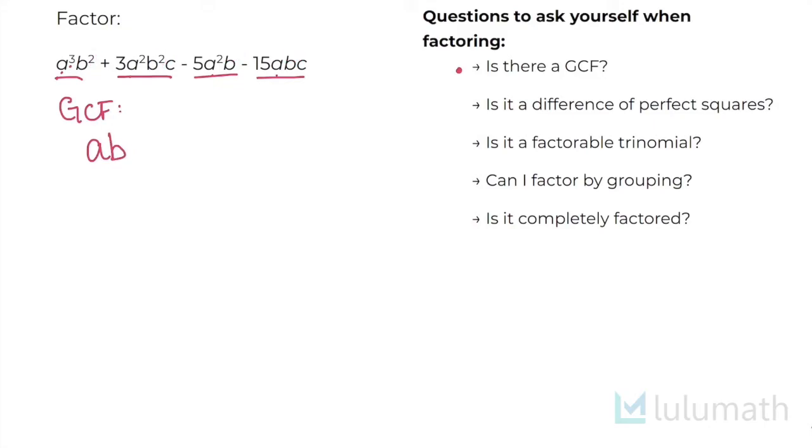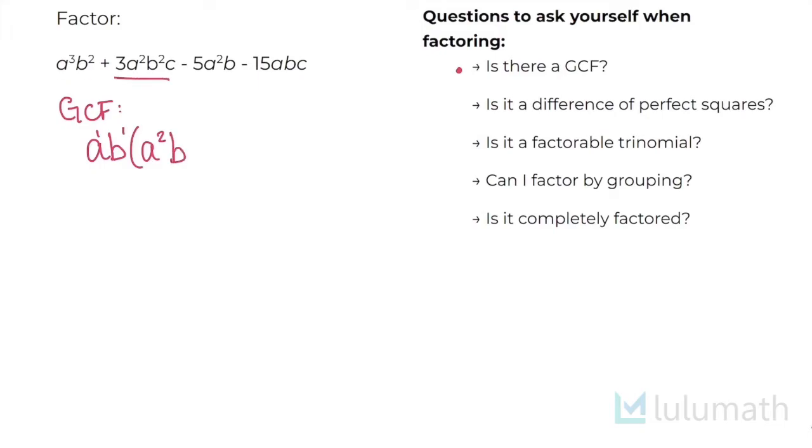Then looking at the c's, there are only c's in my second and my fourth term, but because it's not in common with all 3 terms, c is not part of my GCF. So when I factor out an ab from my first term right here, a to the power of 3 divided by a to the power of 1 will give me a to the power of 2 because we subtract our exponents when we divide, and b to the power of 2 divided by b to the power of 1 is just b.